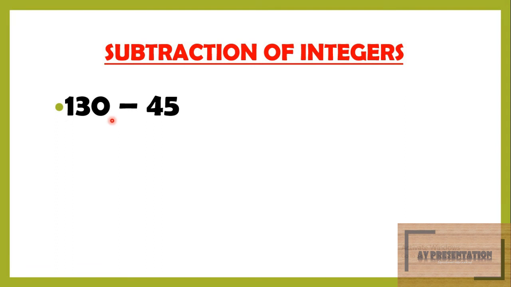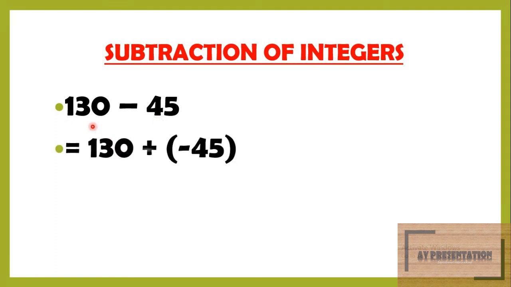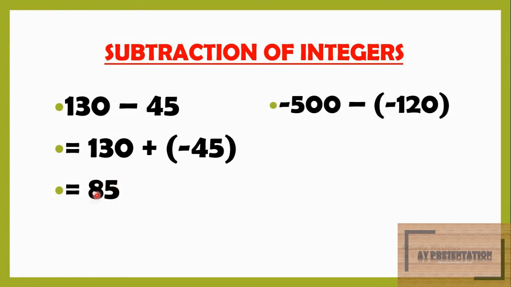Here both the numbers are positive. Then write the first number as it is, 130. Then the minus sign is converted into a positive sign, and the positive number is converted into a negative number. Now follow the rules of addition of integers. One number is positive and one number is negative. Then subtract the smaller number from the bigger number. That is 85. And 85 is a positive number because 130 is a positive number.